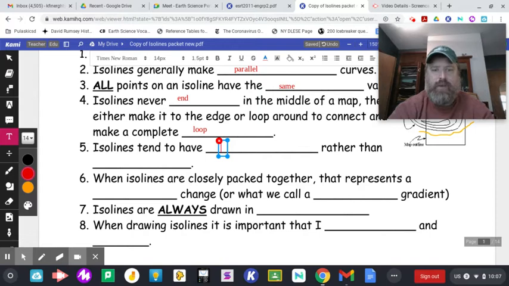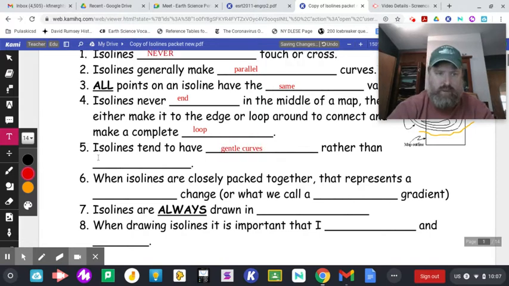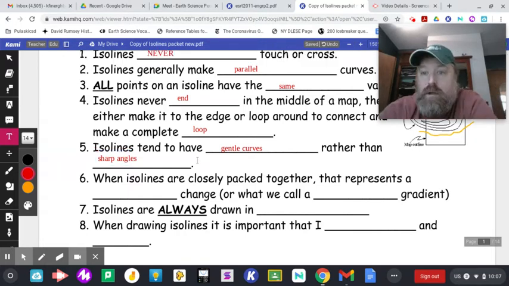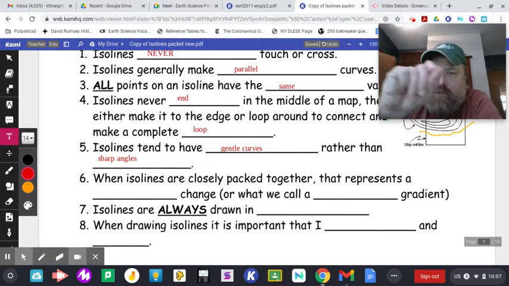Isolines tend to have gentle curves rather than sharp angles. Angles has the letter G in it. Okay, so when you're drawing them, just try to make them nice and smooth.